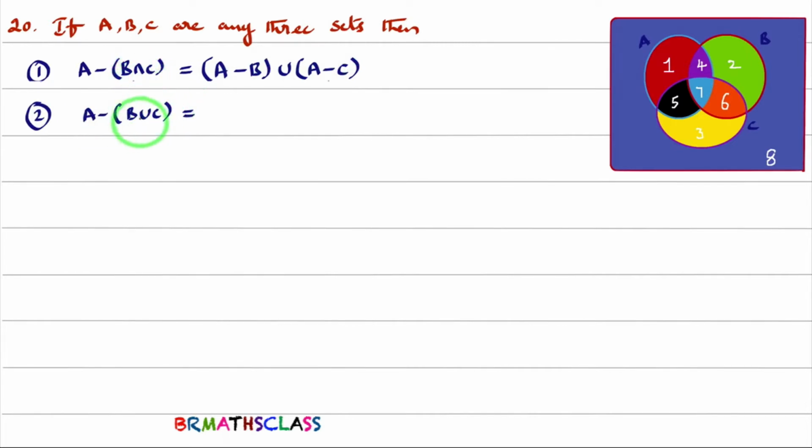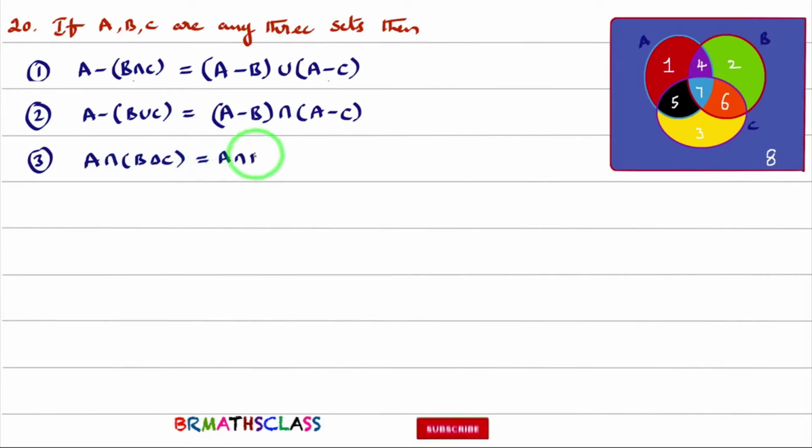You observe the second result, A minus B union C. Here intersection is there, here union is there. A minus B union C is A minus B intersection A minus C. Here union is there, it changes to intersection. So you need to remember these results. We use these results while solving the problems. A intersection B delta C is A intersection B delta. Delta means here symmetric difference between the sets.